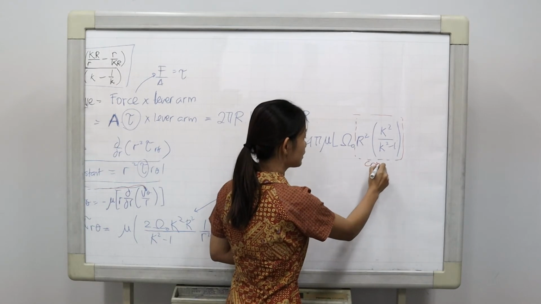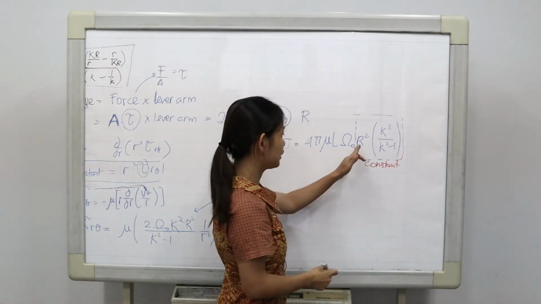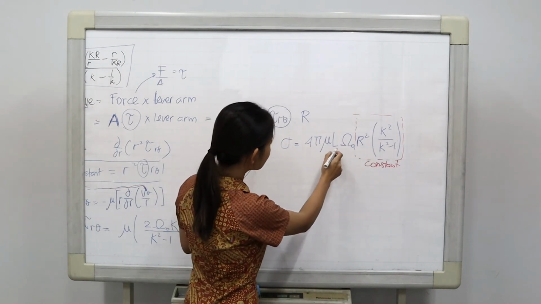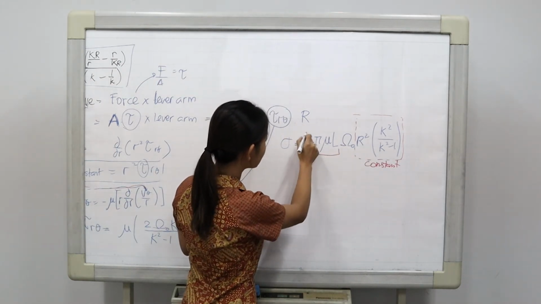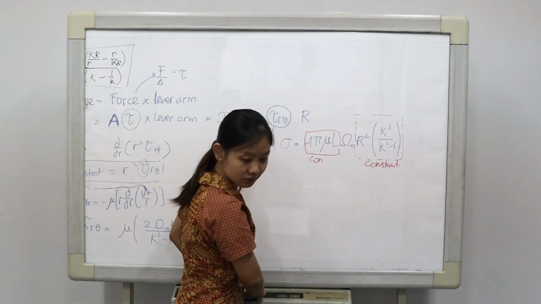This one is constant. It depends on your equipment, how big your equipment is. And this one is also constant. Oh, sorry, the mu is not.